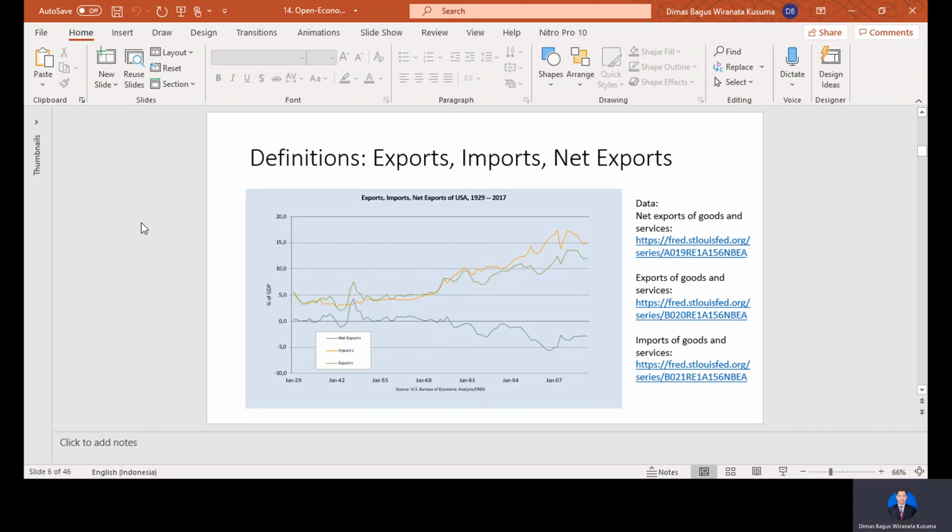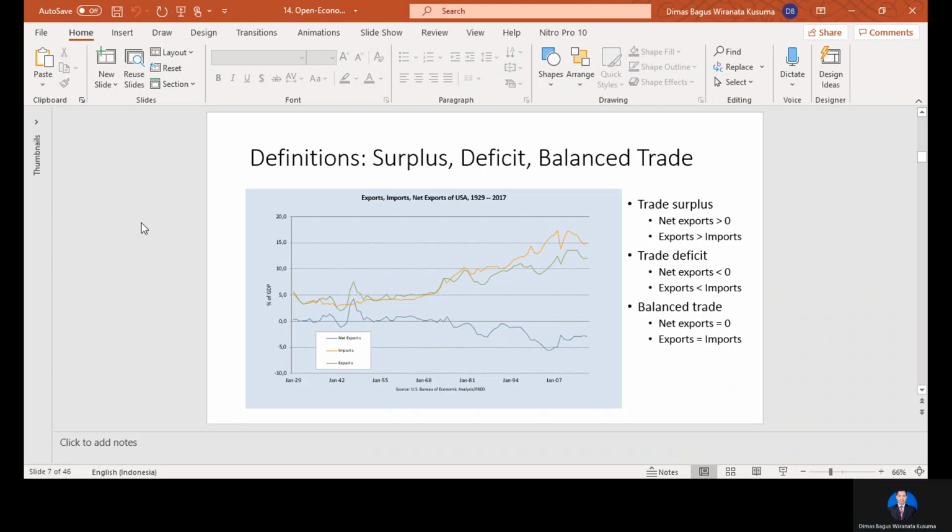And here are some pictures about the export, import, and net export. And here also the pictures of surplus, deficit, and balanced trade. So in a trade surplus, net export is more than zero. It means exports are greater than imports. Trade deficit: net export is less than zero, or exports are less than imports. Balanced trade: net export equals zero, or exports equal imports.